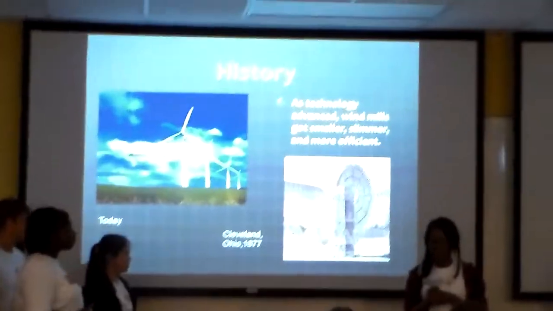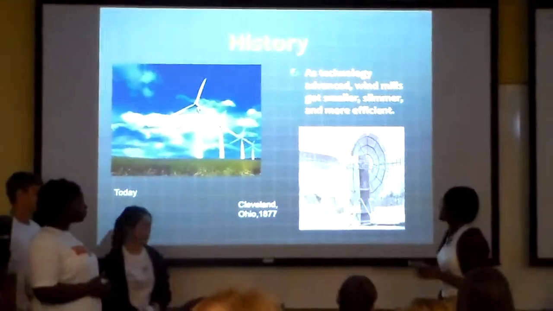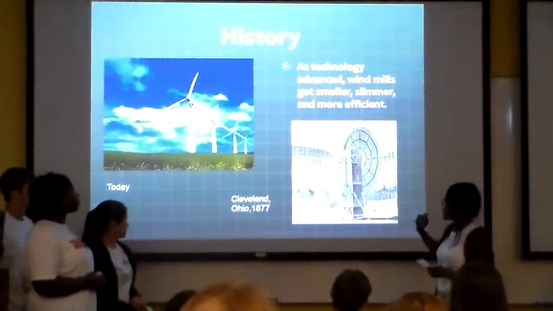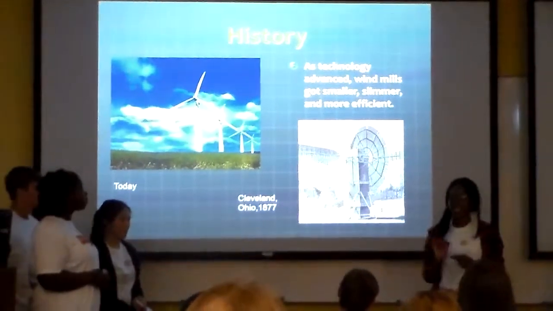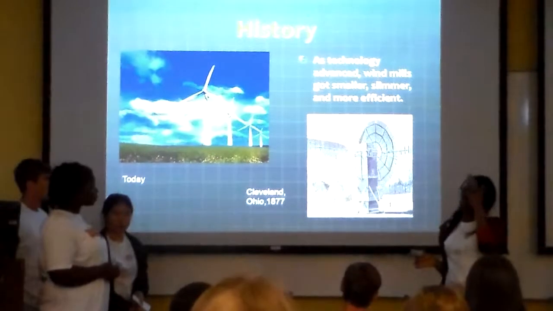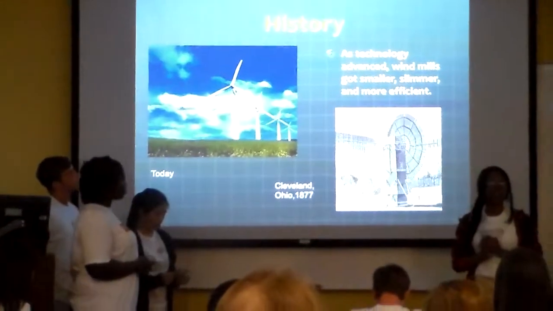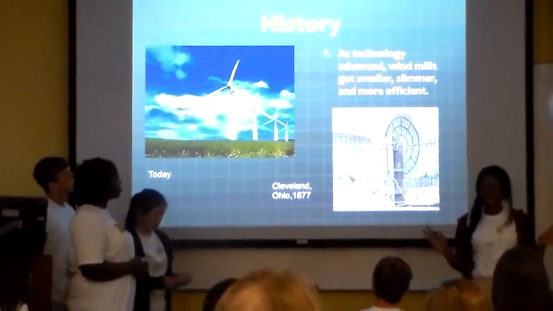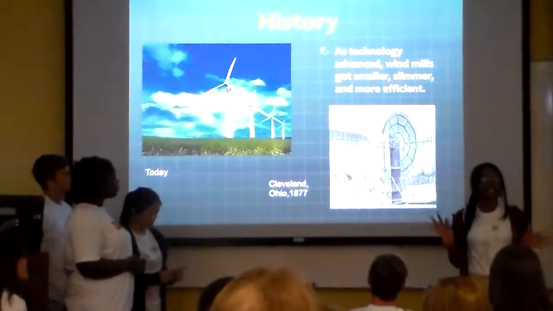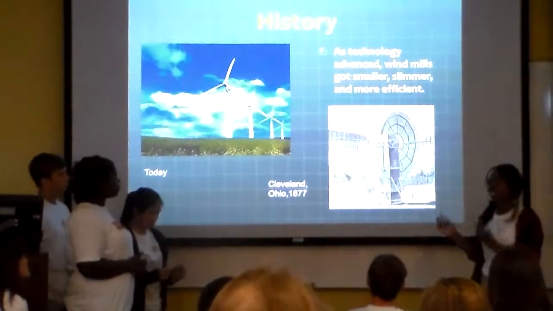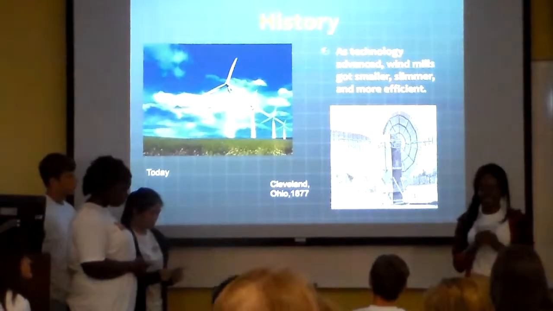Okay, there's some history on wind turbines. This one was the first one built in Cleveland, Ohio in 1877, but wind turbines have been around for much longer than that. The first ones were made in 3000 BC. So you know how they said that the Egyptians might have had electricity? This is probably how they got it.